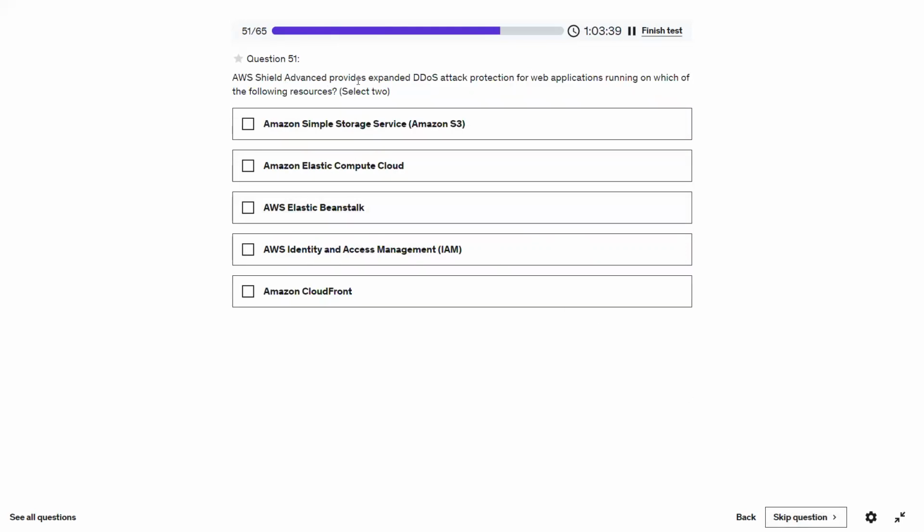AWS Shield Advanced, that is the Shield Advanced. One is standard, one is advanced. It provides expanded DDoS attack protection for web applications running on which of the following resources? On S3, wrong. EC2, yes. If our application is running on EC2, then it will provide the security from DDoS attack. Beanstalk, wrong. IAM is nothing like that. CloudFront, correct.